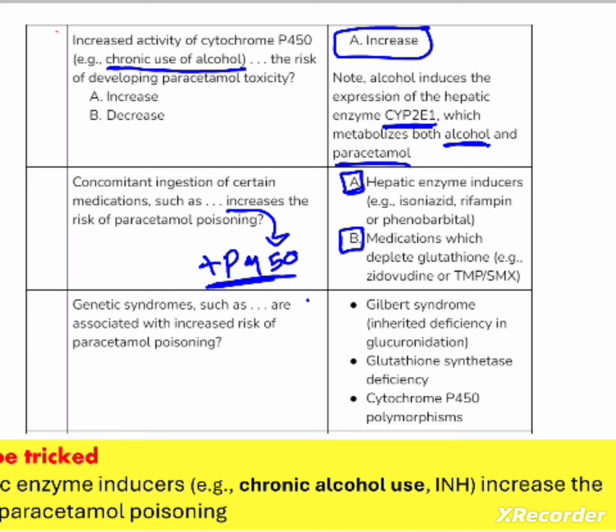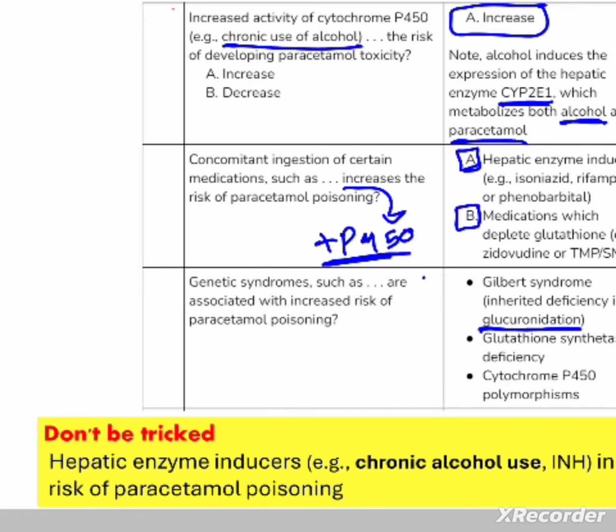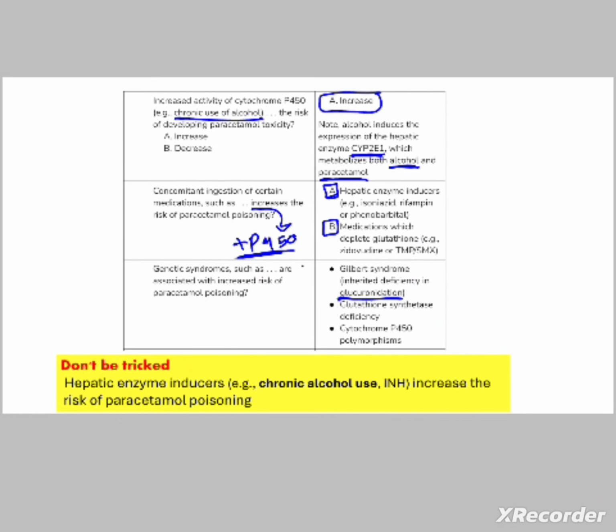The last flashcard in this introduction asks which genetic syndromes are associated with increased risk of paracetamol poisoning. Some genetic syndromes, such as Gilbert syndrome. In Gilbert syndrome, there is an inherited deficiency of glucuronidation, and from the first slide, we know that glucuronidation is one of the pathways of paracetamol metabolism in the liver. Also, we have glutathione synthetase deficiency. And the third one is cytochrome P450 polymorphism. You can find in the medicine case a note, don't be tricked: hepatic enzyme inducers such as chronic alcohol use or INH, which is isoniazid, increase the risk of paracetamol poisoning.